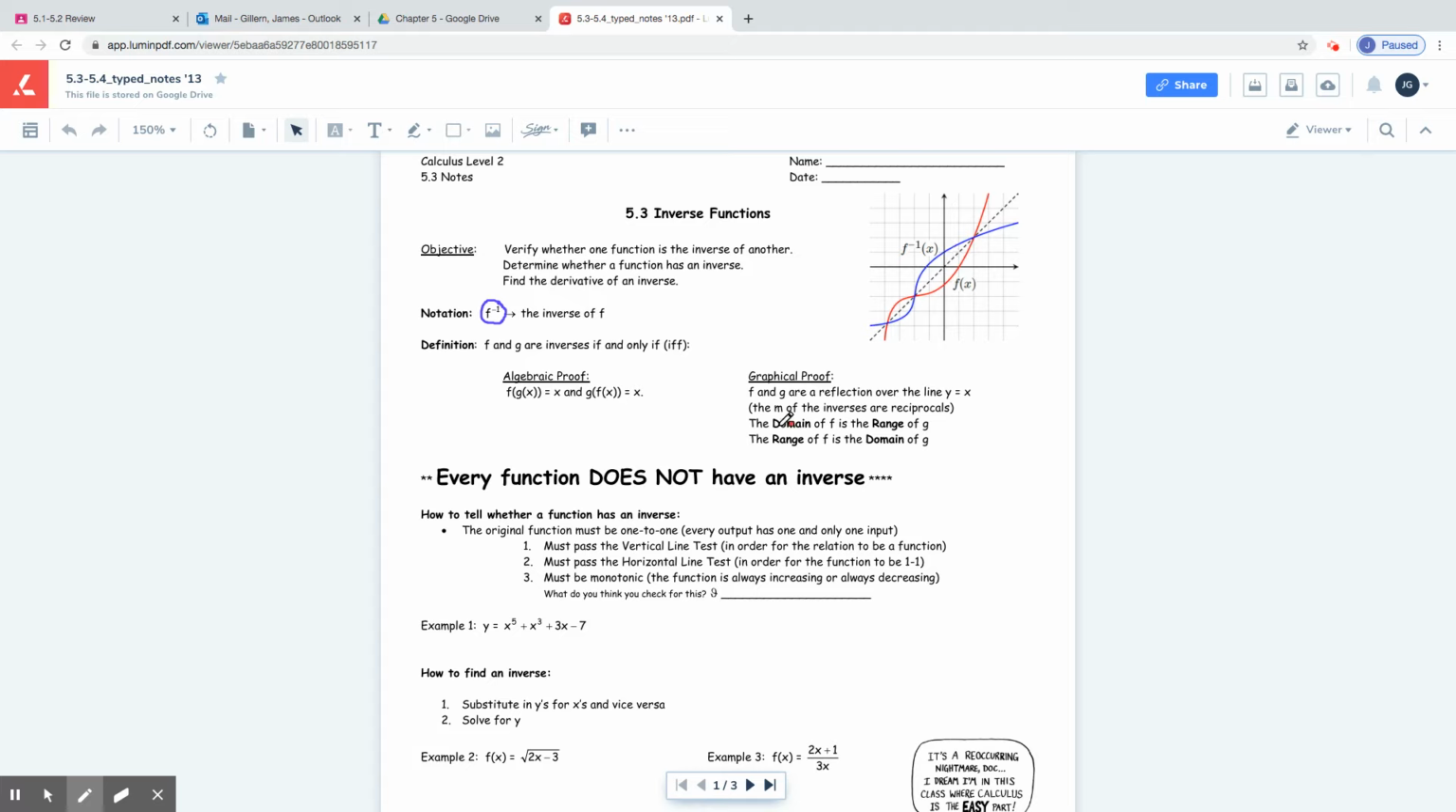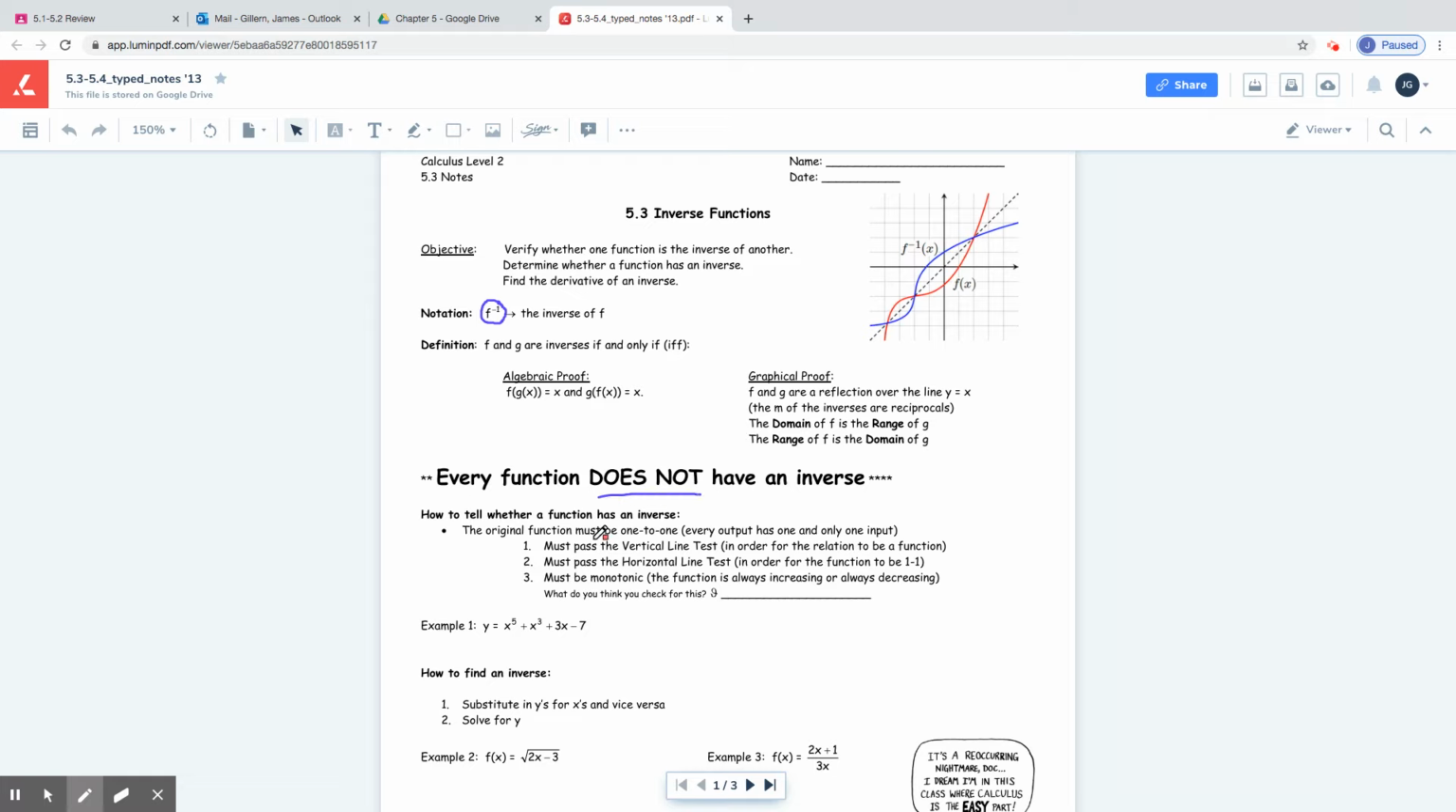So the domain of f is the range of g. The range of f is the domain of g. Basically, if you remember, you're just flipping the x's and the y's. And if you get the same thing, then it's an inverse. Every function does not have an inverse.